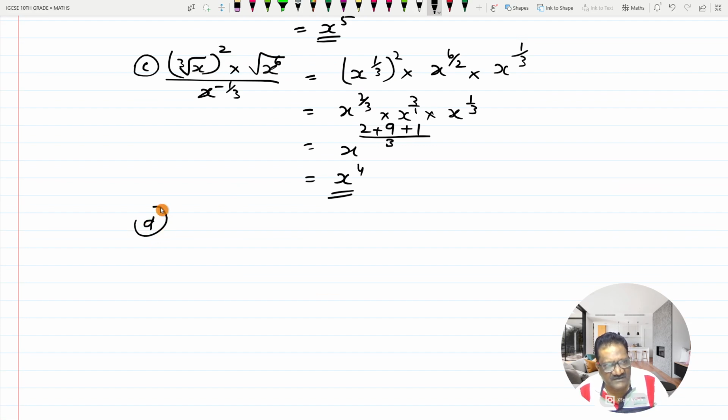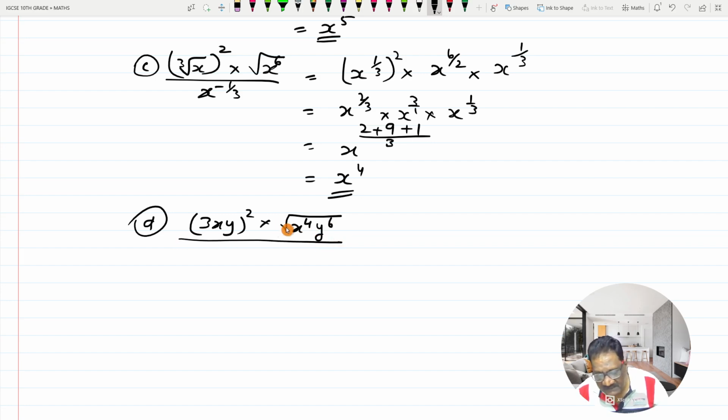And let us do the D part of this question. D part of the question is 3xy the whole square times square root of x raised to a 4 and y raised to a 6, whole divided by 2x raised to a 4 and y raised to a 3, the whole square. Okay, that's question number 2's D sub question. Okay, let us work it out.